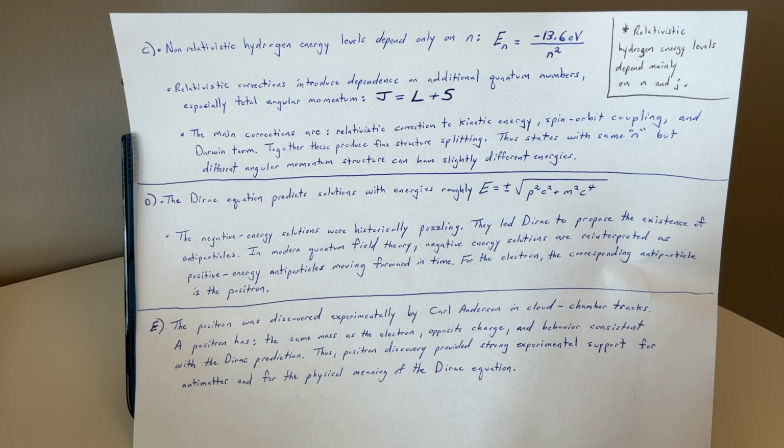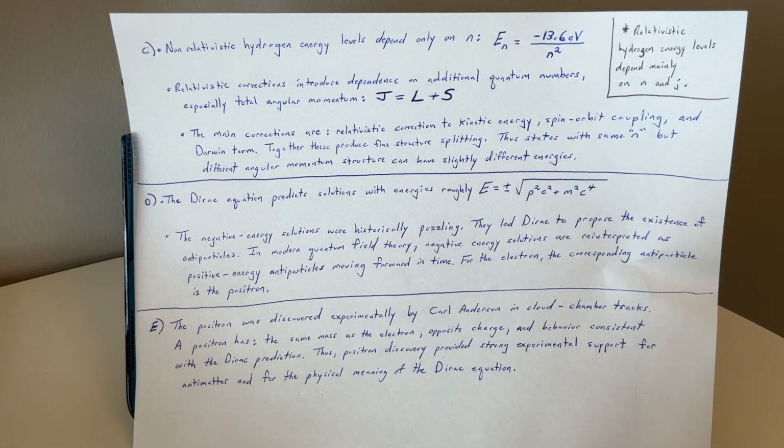In modern quantum field theory, negative energy solutions are reinterpreted as positive energy antiparticles moving forward in time. For the electron, the corresponding antiparticle is the positron. So actually most of number 8 is textbook stuff, textbook notes.